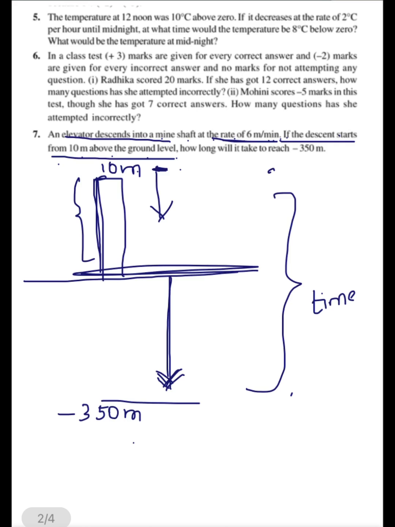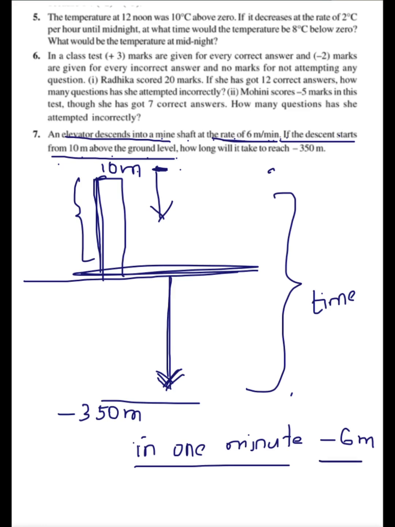That means you can tell that in 1 minute the elevator is moving 6 meter. But since the elevator is moving downwards, you can tell that the elevator is moving minus 6 meter in 1 minute. Understand? In 1 minute, the elevator moves minus 6 meter.